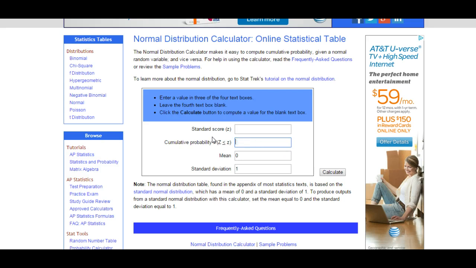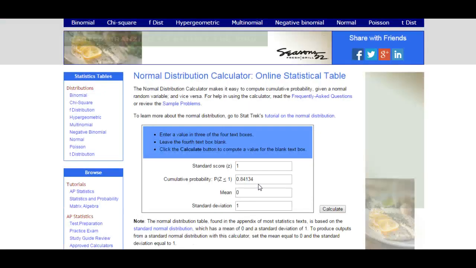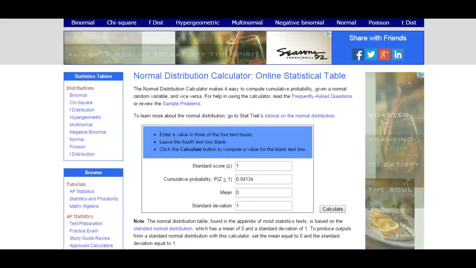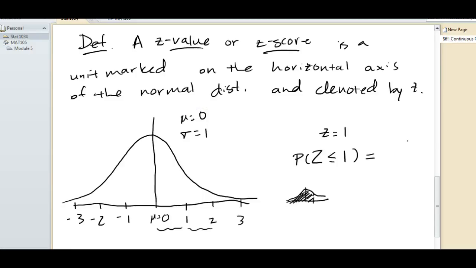Excuse me, the probability is what we want to know, so we put in the standard z-score. So basically, you're always going to know on this calculator the mean and standard deviation, and you're going to want to figure out one of the other ones, so you're going to leave it blank. So when we click calculate, it'll fill in the other box, 0.84134. So we can come back to the notebook, and we know that this probability is actually going to be 0.84134. So that describes the probability that our values are actually less than 1. So if we would take this and shade it, that shaded region would be 0.84134 out of the entire region.